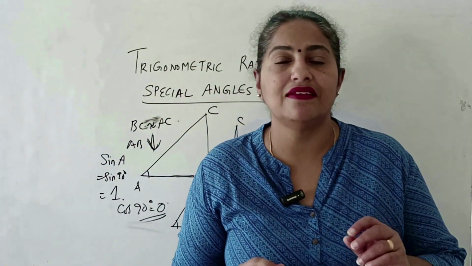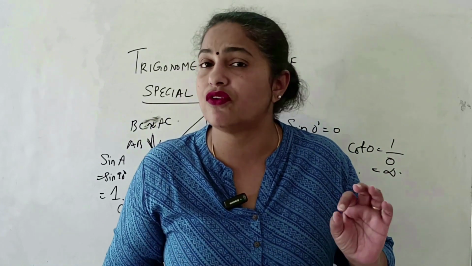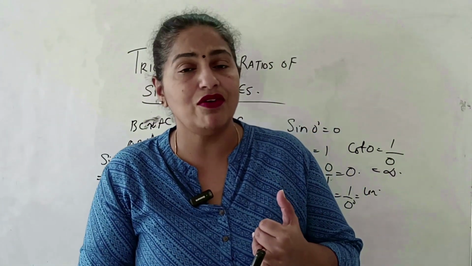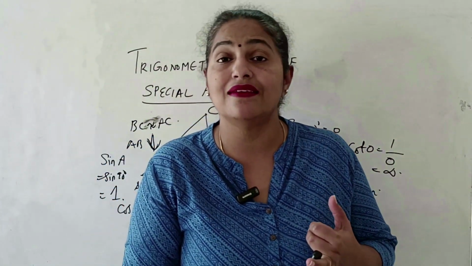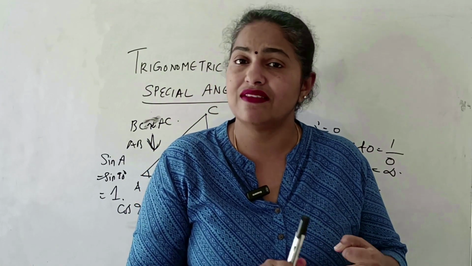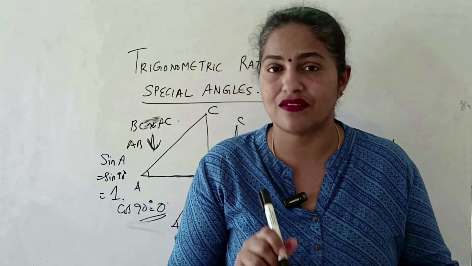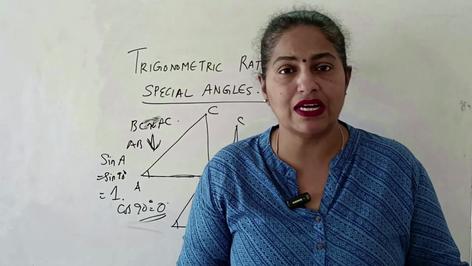You can see that this is exactly the opposite values of 0 degree. Sin 0 is a 0 but sin 90 is a 1. Cos 0 is a 1 but cos 90 is a 0. I hope you are clear with this.